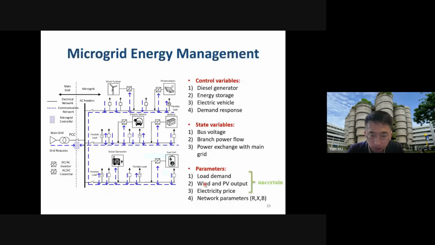So with that, we are able to further formulate the operation problem model. Now for energy management, this slide I have introduced before in the energy internet session. We have different control variables, state variables, and parameters. Then our objective is to optimize the microgrid by dispatching these controllable sources.